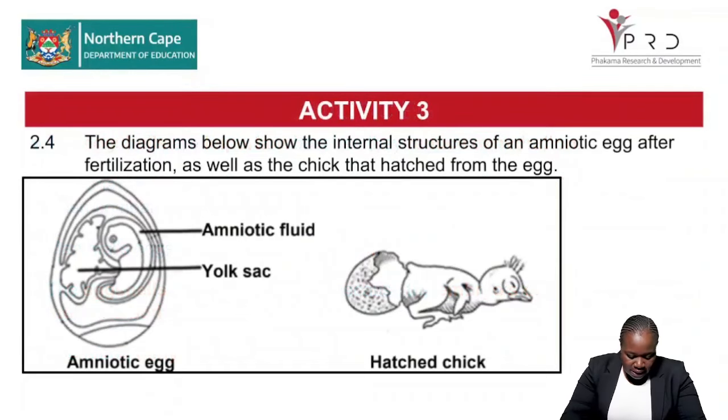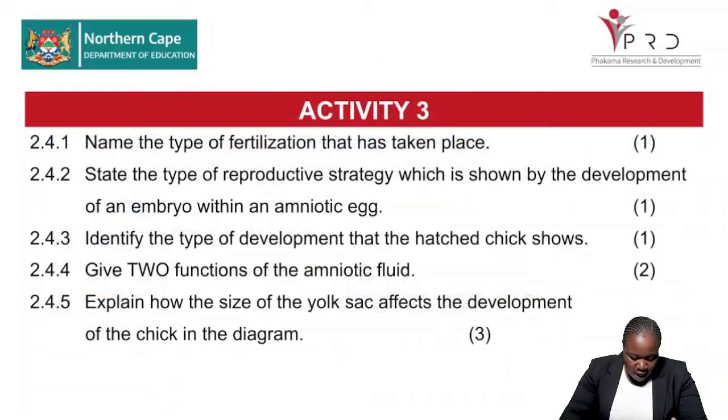Right, let's have a look at activity 3, where we are looking at an amniotic egg. All right, the diagrams below show internal structures of an amniotic egg after fertilization, as well as a chick that hatched from the egg. Okay, we can see the amniotic fluid as well as the yolk sac. And then we have some questions there. We have about 8 marks. So we can have a look at the activity for about 8 to 10 minutes, and then we will come back and discuss it.